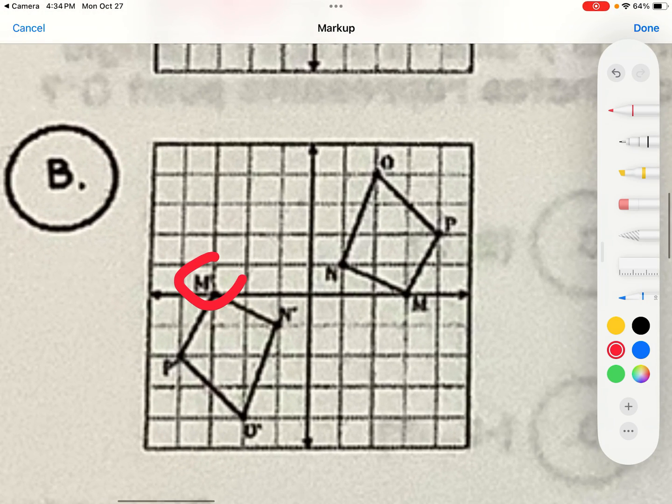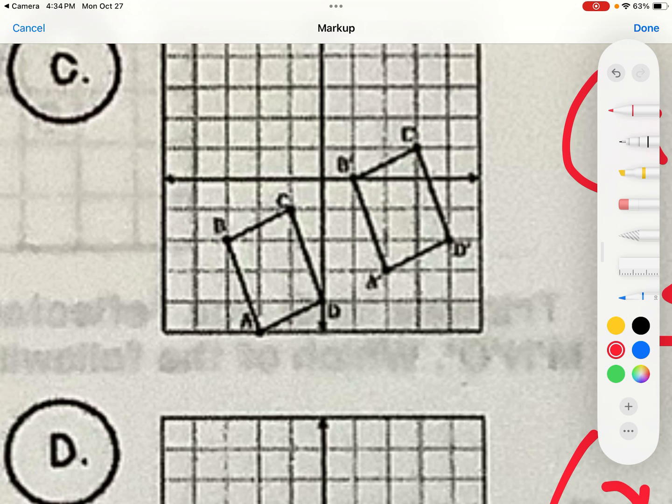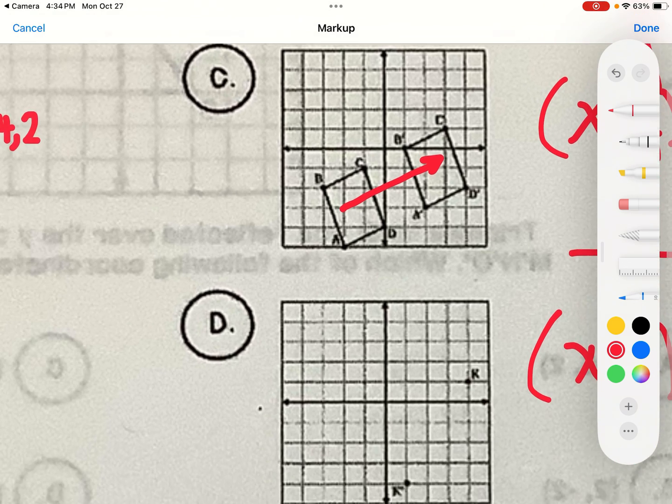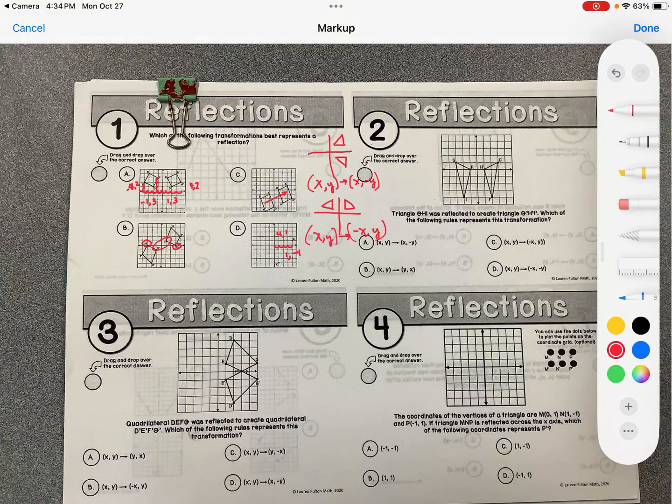This one, M would be an example of a reflection, but N would not. None of these are a great example of a reflection because it's like a translation. It's slid because they didn't flip the shape over. For this one, you have 1, 2, 3, 4. And for this one, you have -4. So this one's more of a rotation as well because you've reversed the signs.